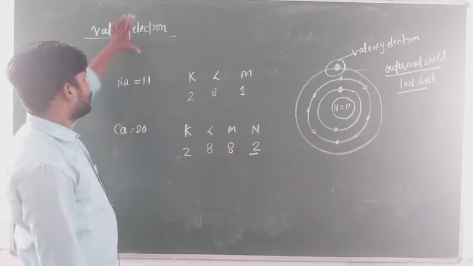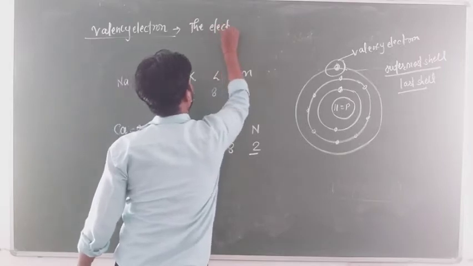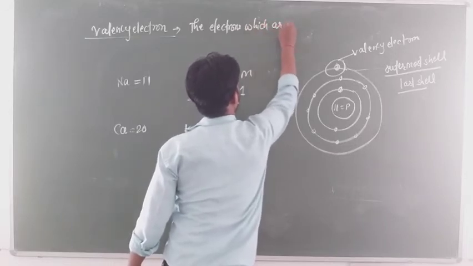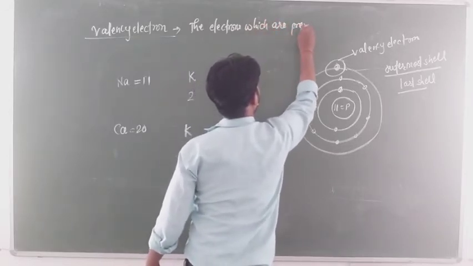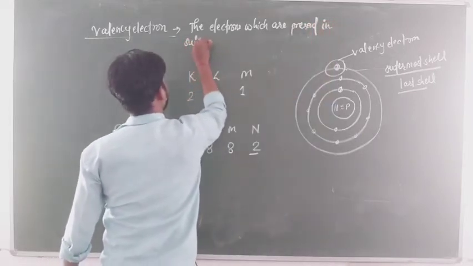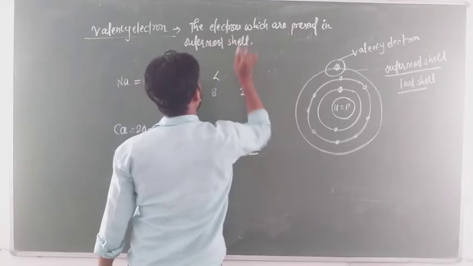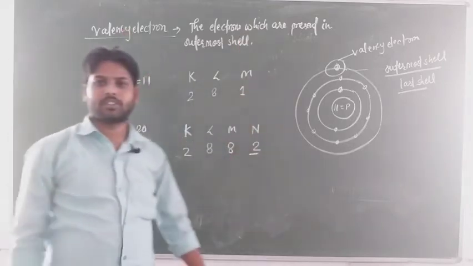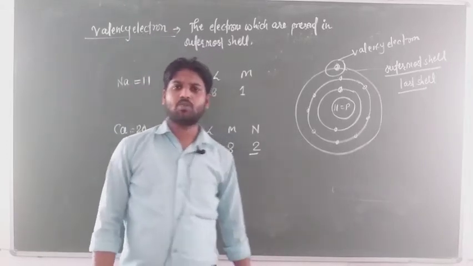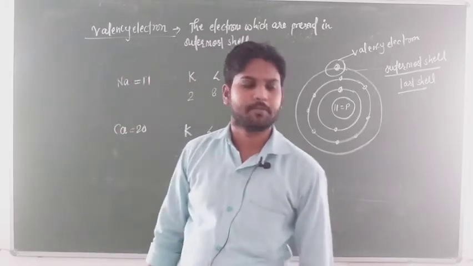So the definition we can write: the electrons which are present in the outermost cell are known as valency electrons. Clear, students? And now I am going to discuss how we can calculate the valency from the valency electrons.